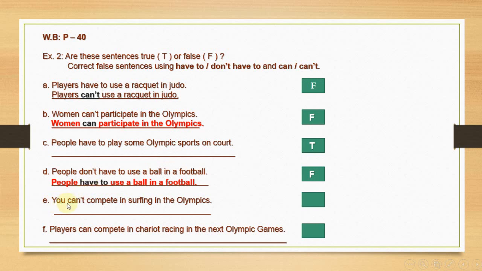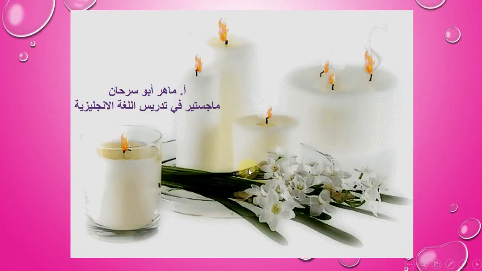E. You can't compete in surfing in the Olympic Games. Of course, this is true because it is not an Olympic game. Surfing is not an Olympic game, as we read in the passage before. The last one: players can compete in chariot racing in the next Olympic Games. Of course this is false. Players can't, because it's not an Olympic game anymore.